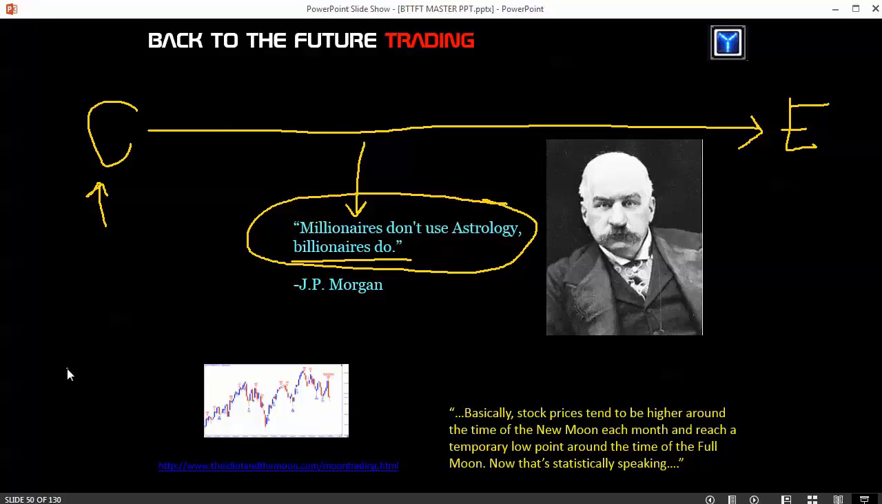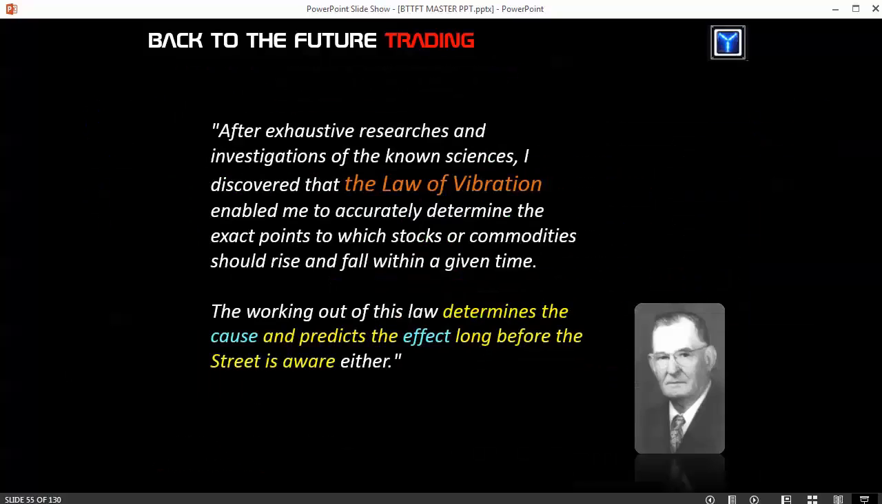And then Gann himself talks about this in his courses, in his writings, and actually says after the end of his career, I have discovered the law of vibration determines price points and movements. The working out of my law of vibration determines the cause and predicts the effect long before Wall Street is aware.